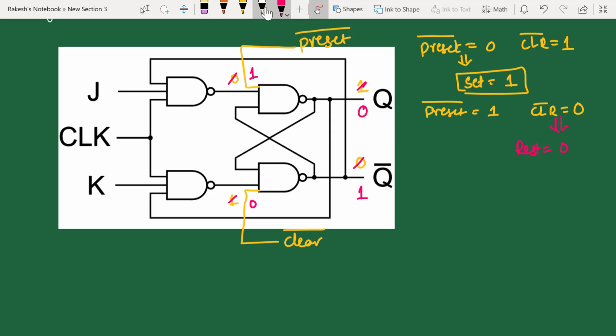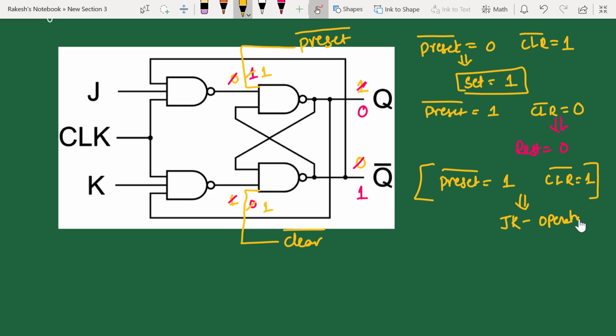Similarly, if we make both 1 1, preset is 1 and clear bar also 1, that means this is 1 and this is 1. In this case it has to wait for the other inputs to come, because when one input of the NAND gate is 1, it has to wait for the other inputs. That means whenever these two are 1 1, we are supposed to use the JK flip-flop operation. That means your output depends upon the J and K inputs.